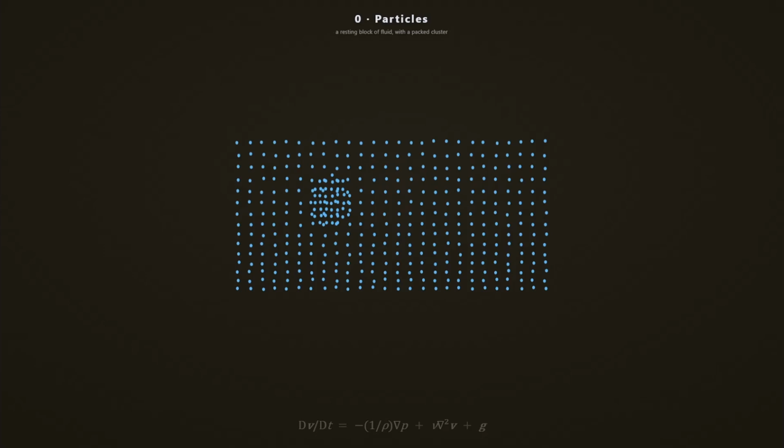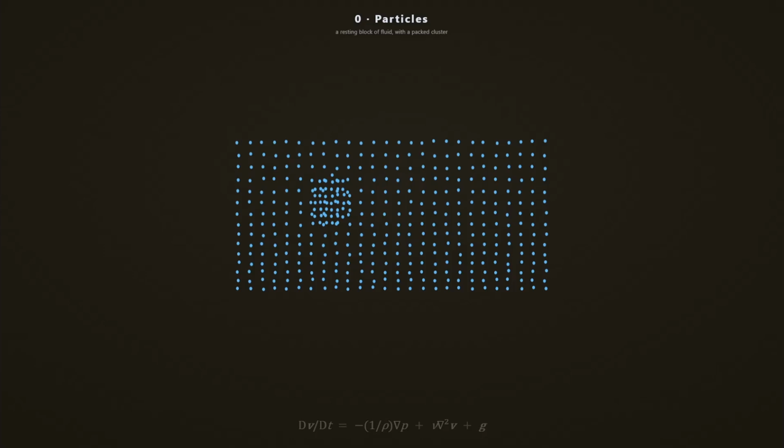Now let's actually build the thing. What you're looking at is a block of fluid at rest, just particles sitting there. And now see that little clump packed together in the middle? That one is a bit denser than everything around it. I want you to keep your eye on it because it's going to show us the physics really nicely here. Here's the one thing to hang on to.